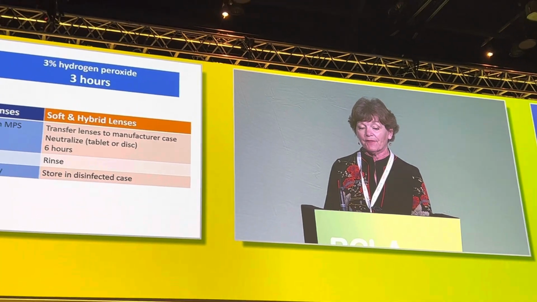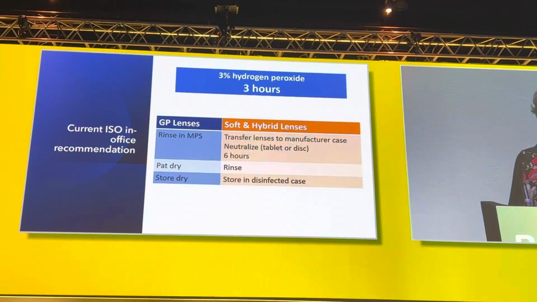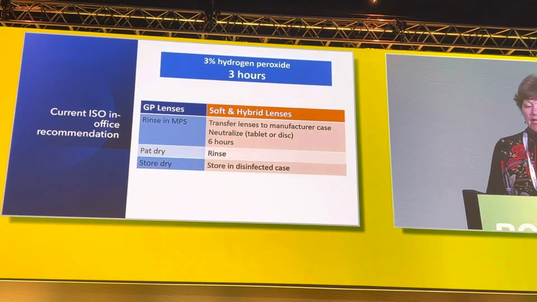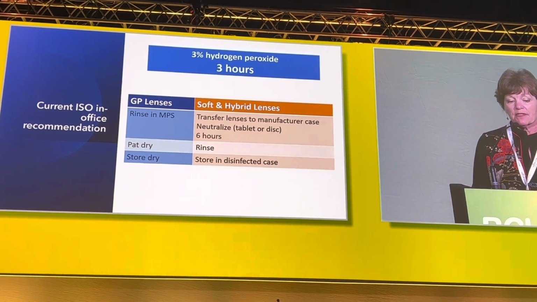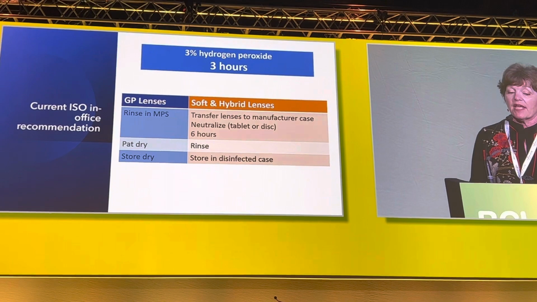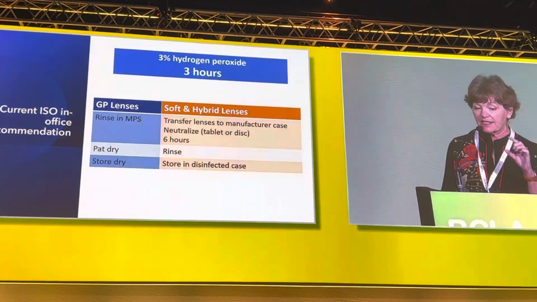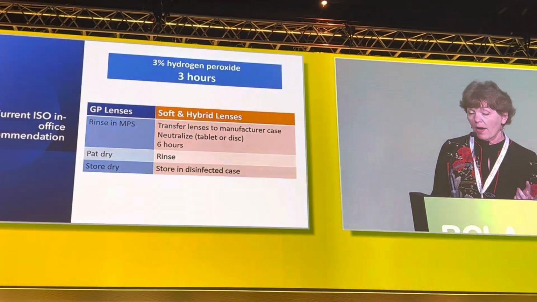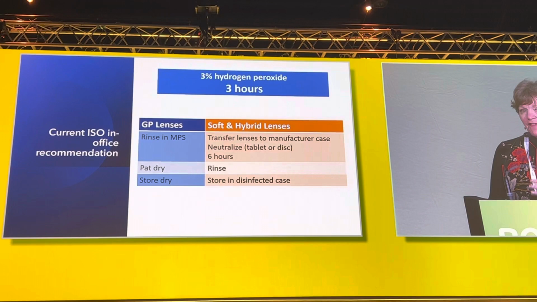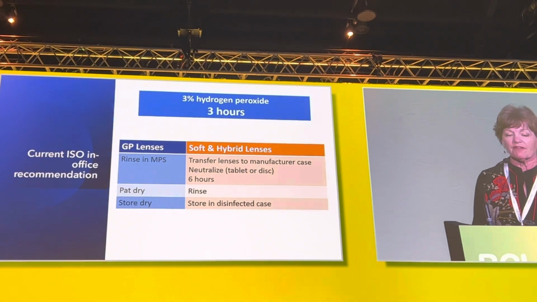Currently, the recommendation by ISO and the CDC in the US is a full 3% peroxide soak for 3 hours. For gas-permeable lenses, they would then be rinsed in a multi-purpose solution, dried, and then stored dried, whereas soft lenses would then undergo a peroxide neutralization system in the standard case, required to sit for 6 hours, and then rinsed and then stored in a disinfectant case, which I think is an interesting and somewhat difficult thing to do.